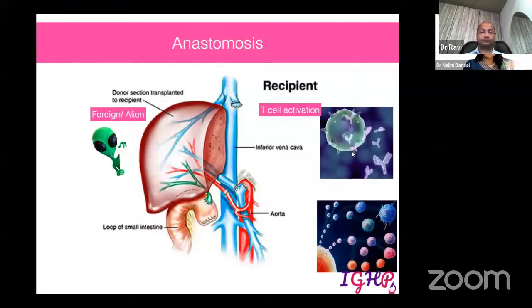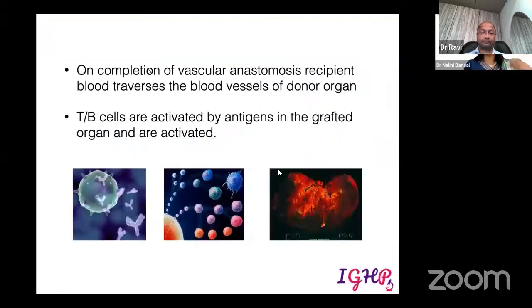Now, once these T cells are activated, they are going to attack the donor liver. Not in all cases, but in some cases they will get activated and then attack the donor liver, resulting in derangement of the liver enzymes. So it is going to happen, and that is why we see T cell activation in the recipient's organ.